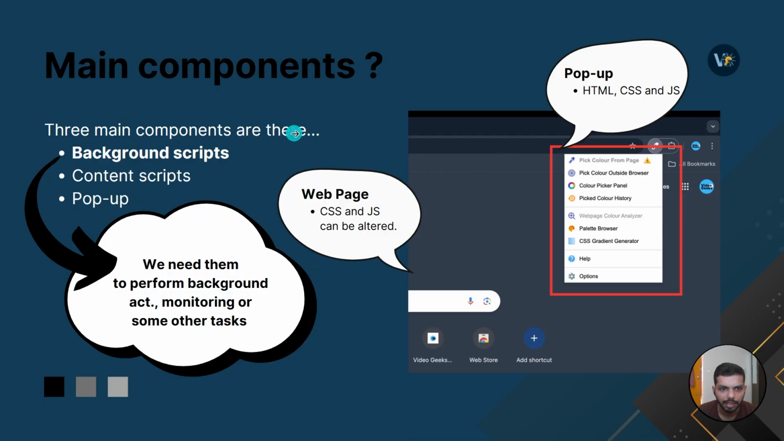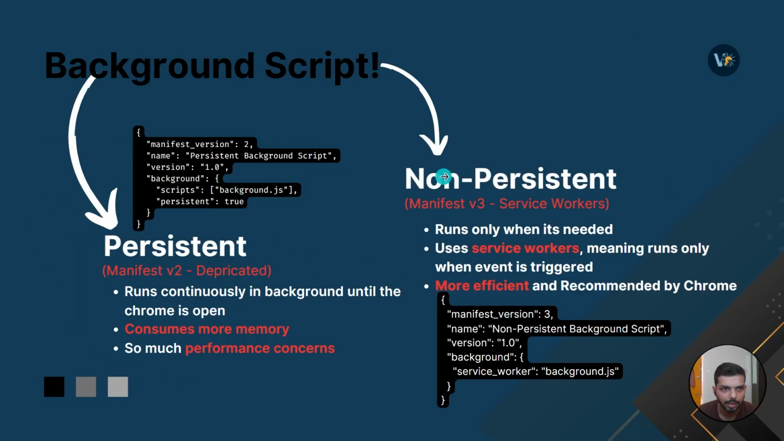So we have given an overview that these are the main components, and we'll learn about background scripts. There are two types of background script: persistent and non-persistent. The persistent one was the older supported background script, which is not supported now because it consumes more memory. The reason it consumed more memory was that it runs continuously in the background.